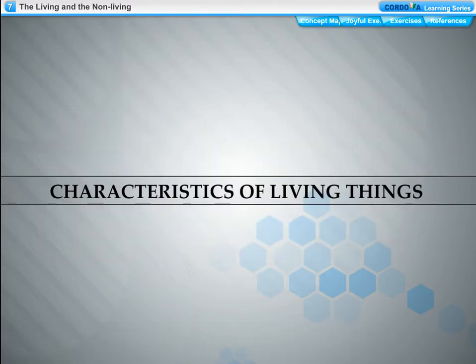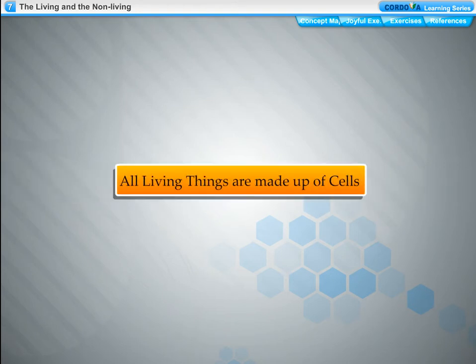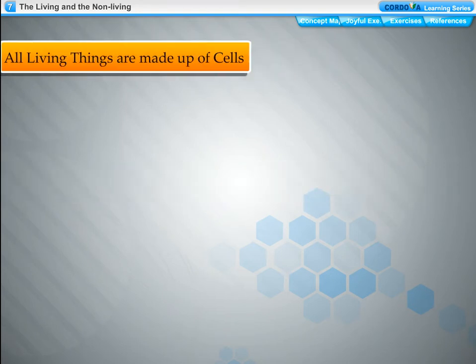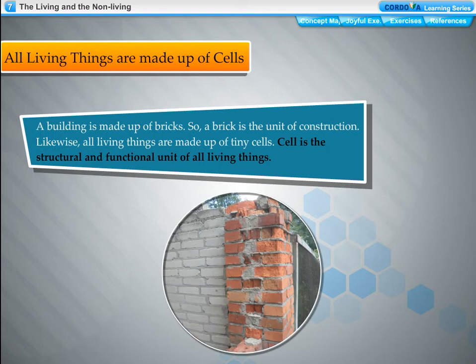Characteristics of living things. All living things are made up of cells. A building is made up of bricks, so a brick is the unit of construction. Likewise, all living things are made up of tiny cells. Cell is the structural and functional unit of all living things.